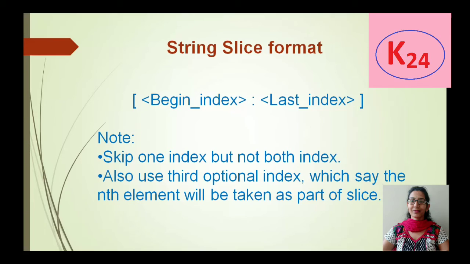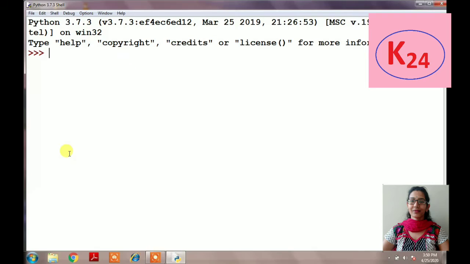Now let's see the demonstration of all these slicing in a program. Suppose name equal to Knowledge24. Here the length of the string is 11. Now firstly we use name[0:11]. Then it will display the result Knowledge24, means full string. Remember that the last index is not included in the result. So here the length is 11 and it will display the result 0 to 10. So 11 will not be included.